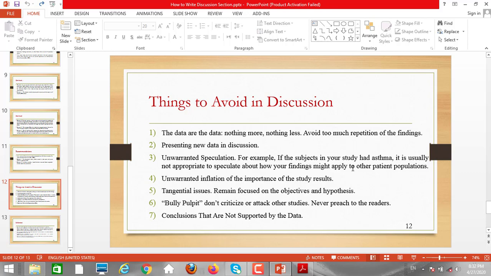And finally, the conclusion must be supported by your data. It means try to come up with a conclusion that supports your data.